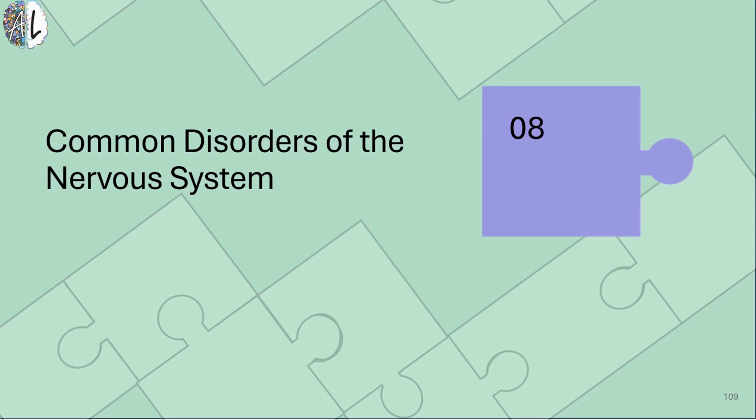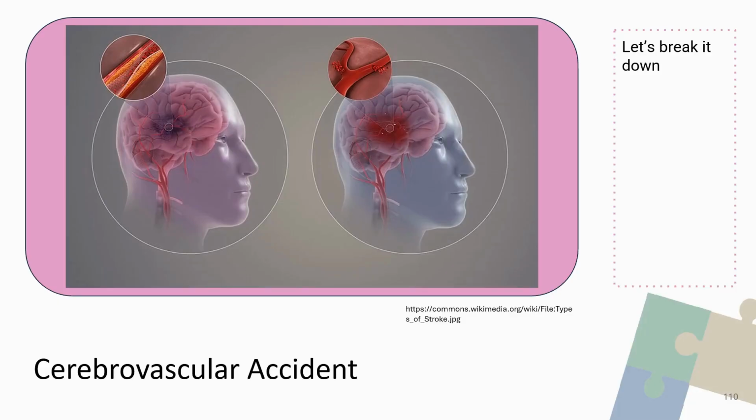Okay, let's take a look at some of the common disorders of the nervous system. First up we have a cerebrovascular accident. I think the first thing we should be doing here is breaking down the word, because if we break down the word, you're really going to understand what's happening with this cerebrovascular accident. And so let's do that first.